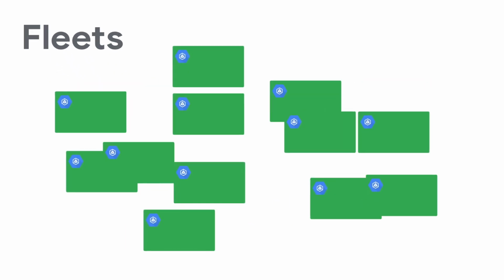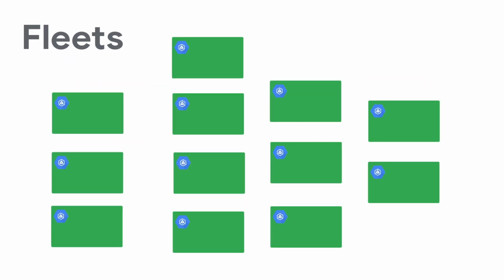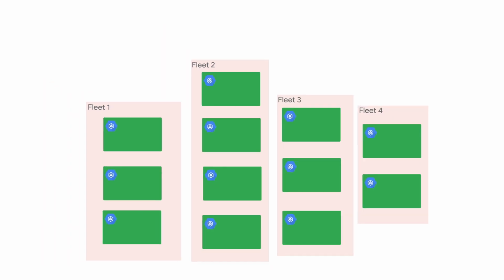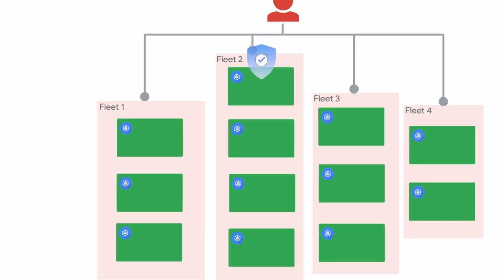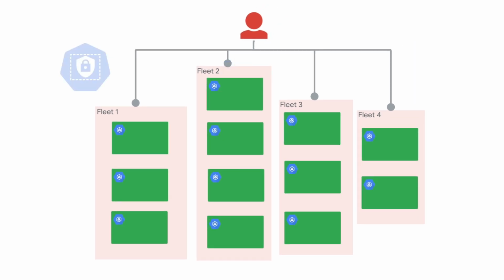With fleets, you can logically group Kubernetes clusters so you can manage your containerized workloads from a group level instead of an individual cluster level. For example, you can apply a common set of policies to multiple clusters at once and ensure your Kubernetes clusters and workloads are running in a secure and compliant manner.